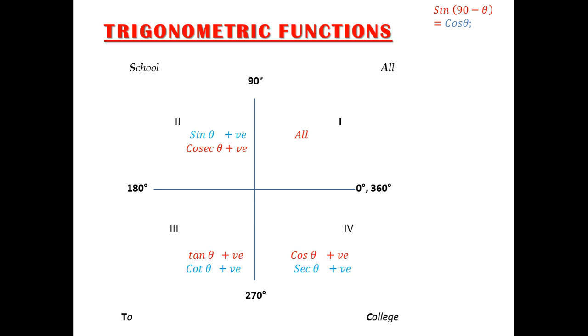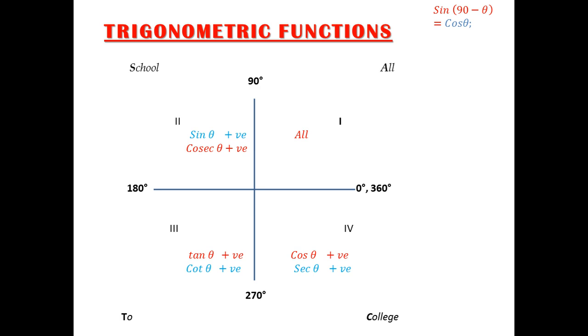Now again I am discussing it. 90 minus theta means first quadrant. At 90 we have to change, and sign is positive in first quadrant, so our answer is cos theta, because we have to change. In first quadrant all are positive, so there is no negative sign. Answer is cos theta. Sine 90 minus theta is cos theta.